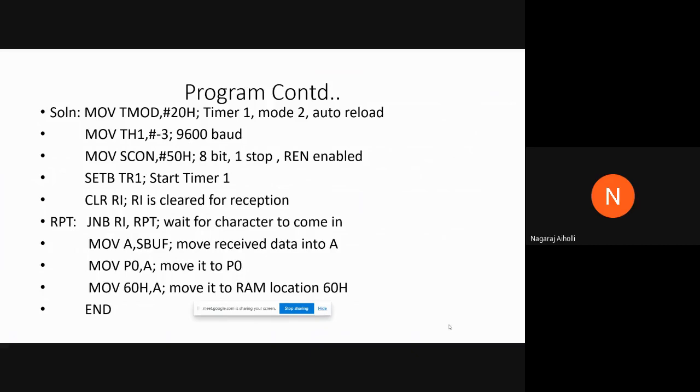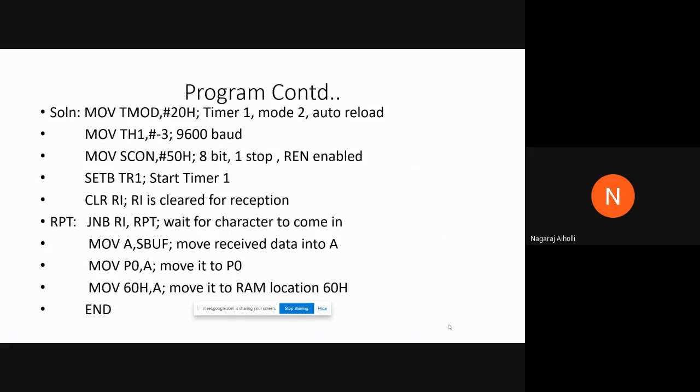Jump if no bit: JNB RI, repeat. Then we have to monitor the RI flag. Once all the data bits and the stop bit are received, the RI flag will become high. We are monitoring the RI flag, and once it becomes high, it will come out of the loop. The data received is always stored in the SBUF register first, as I told in the previous class, and from SBUF we can store it in any of the registers. So from SBUF I am moving the data into the A register.